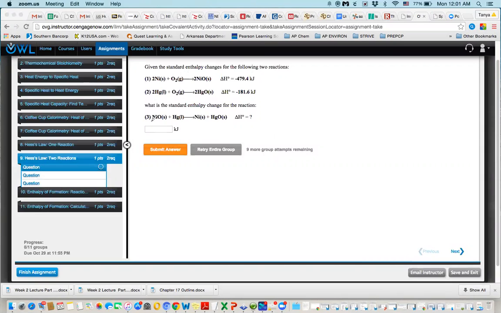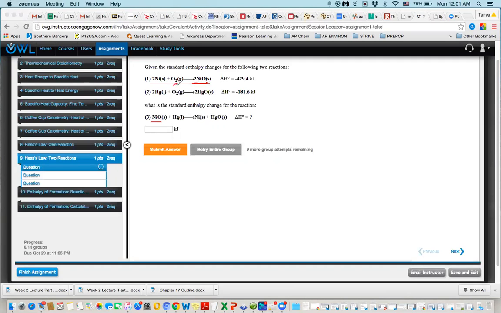Okay, so let's see what we would need to do to get this reaction. We've got NiO as a solid here, and I see NiO right there. But notice that NiO in the top reaction has a 2 in front of it. So I would need to divide this entire reaction by 2 in order to get rid of that NiO.